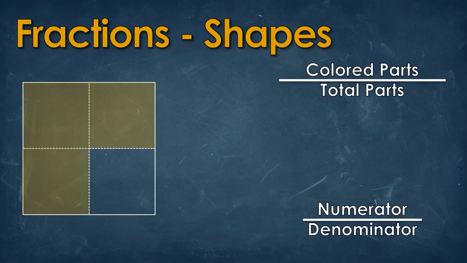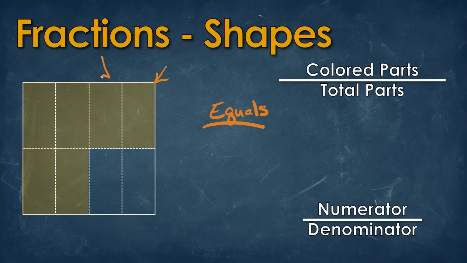Now let's add in some more lines. Whenever we're looking at fractions, and we're looking at it in terms of shapes, we need to make sure that the shapes and all the partitions are equal, meaning that this rectangle here is the same size as this rectangle here, and this rectangle here, this rectangle here, and so forth. So now, why don't we take a look? How many of these rectangles do we have? We have 1, 2, 3, 4, 5, 6, 7, 8.